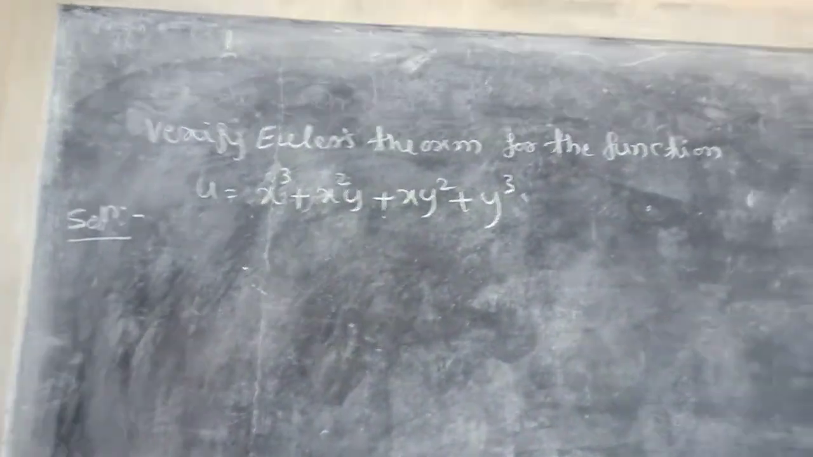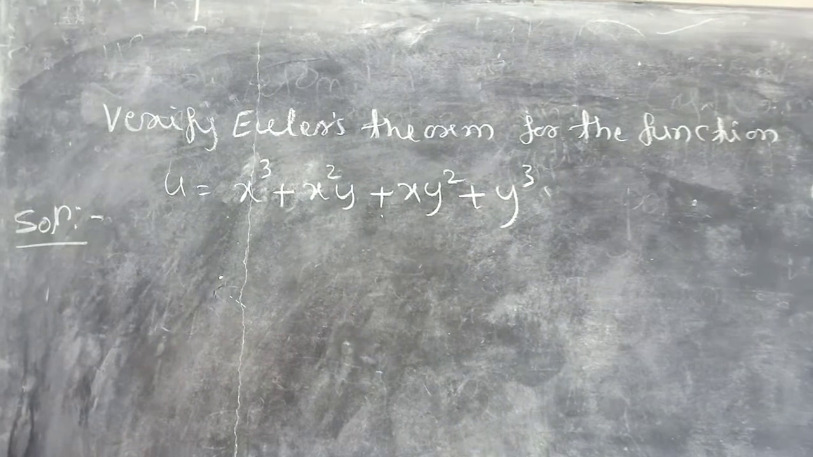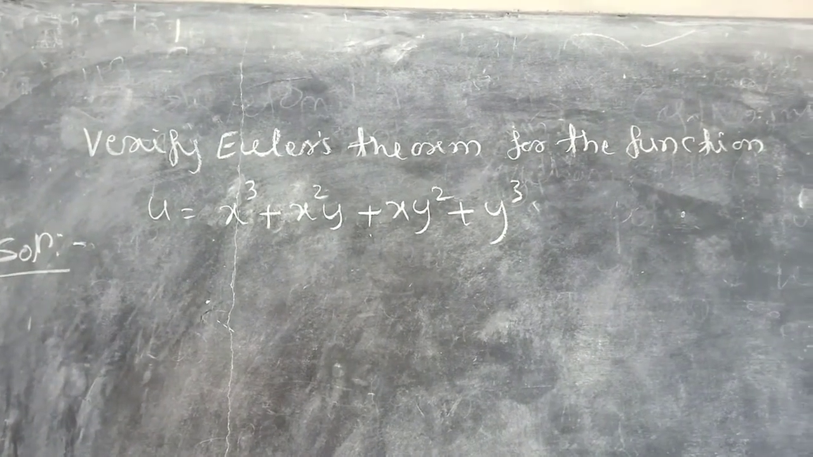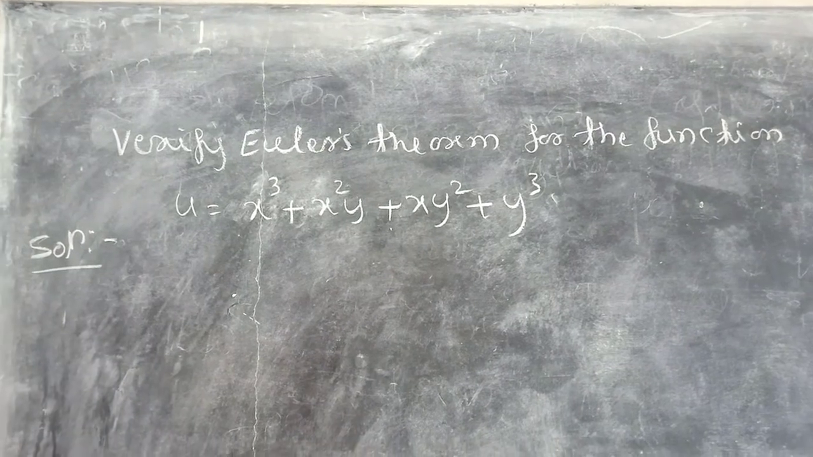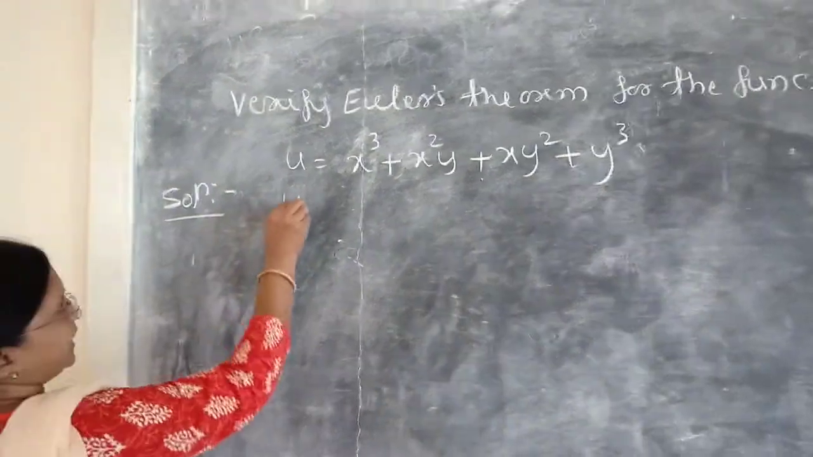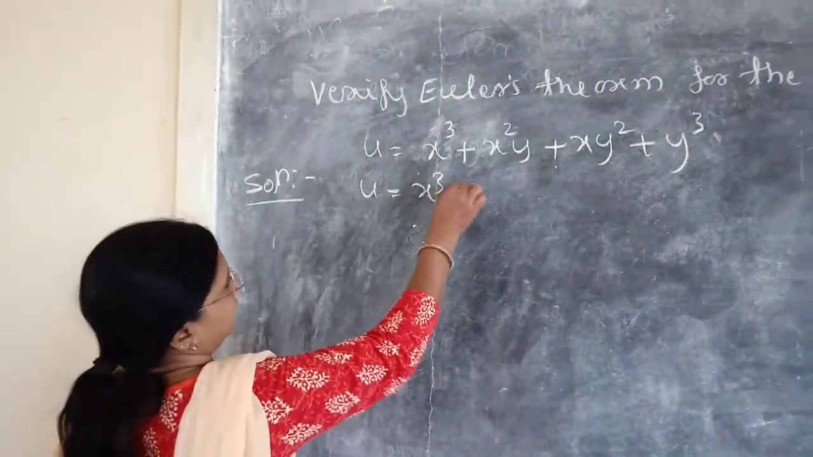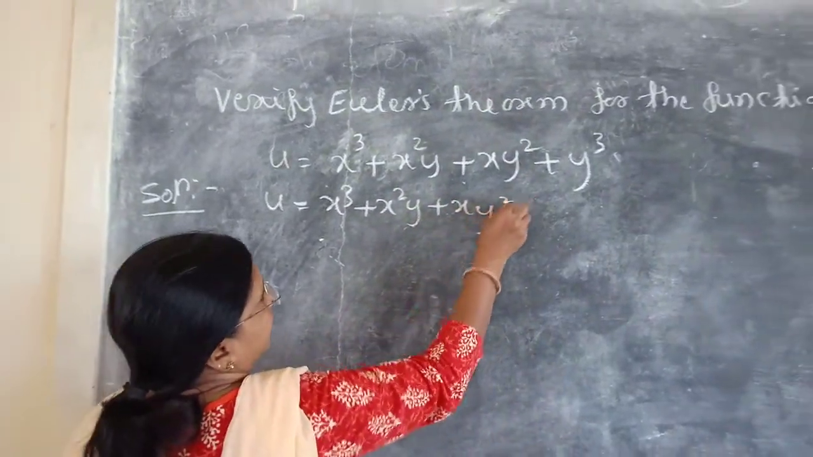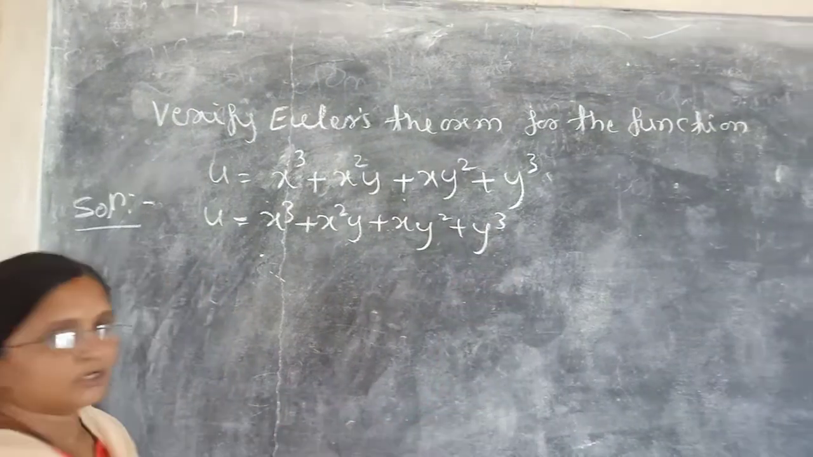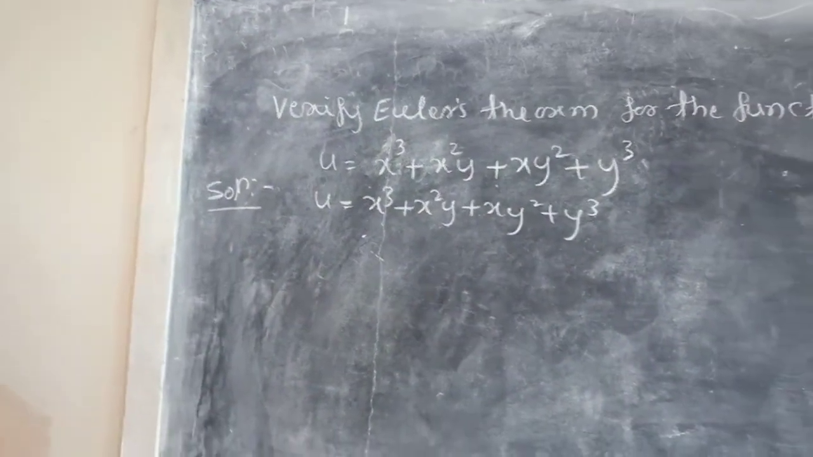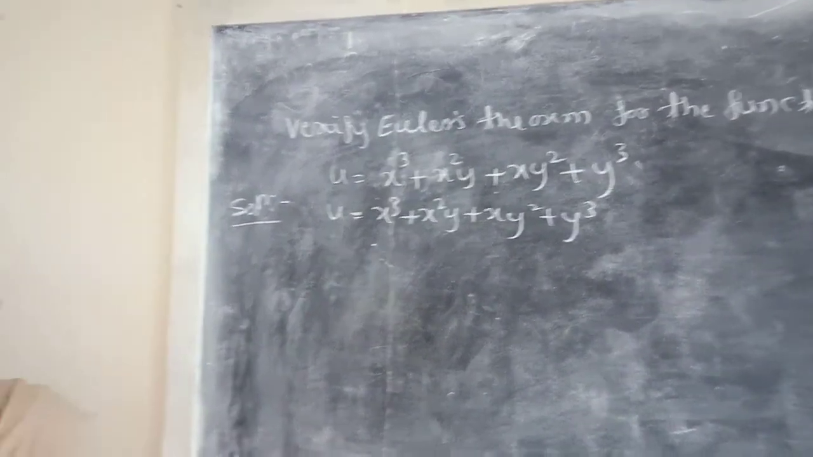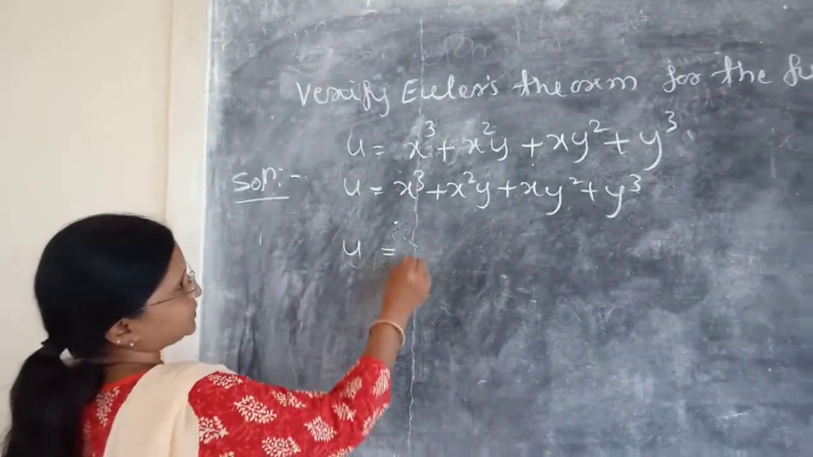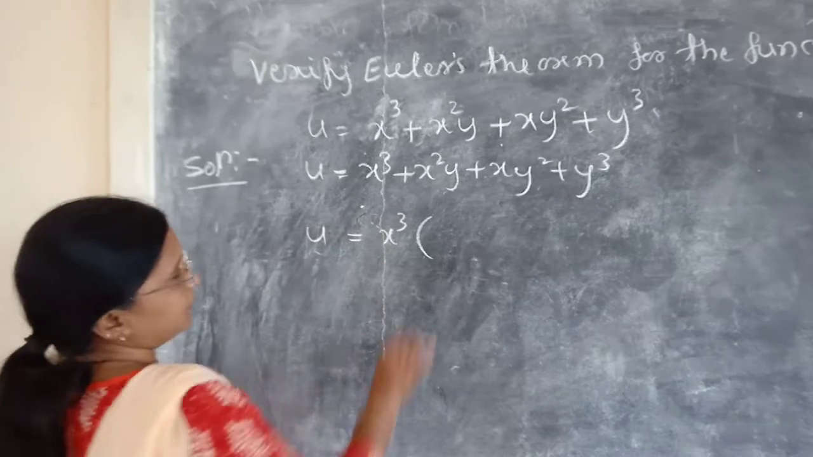Verify Euler's theorem for the function u equals x cube plus x square y plus xy square plus y cube. First you have to write this as it is: u equals x cube plus x square y plus xy square plus y cube. First you have to write this given function in the homogeneous form. Let us take x cube common here.